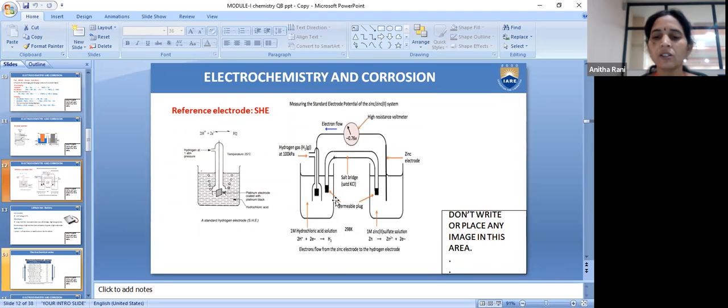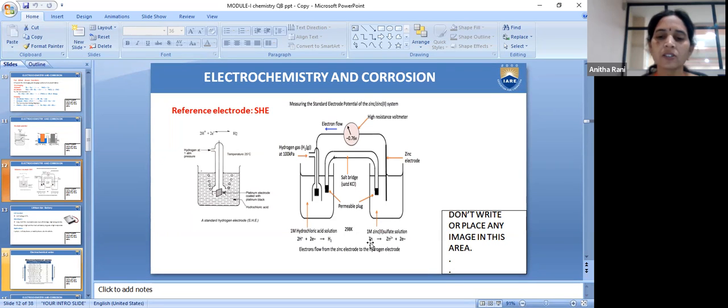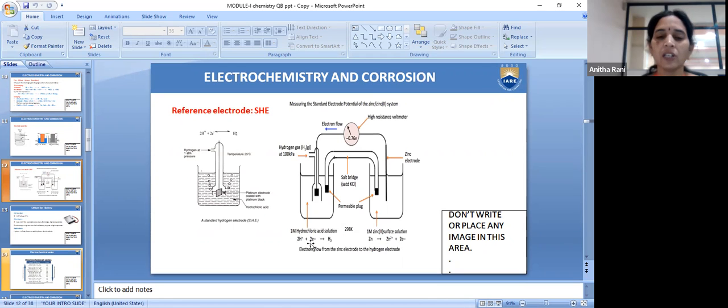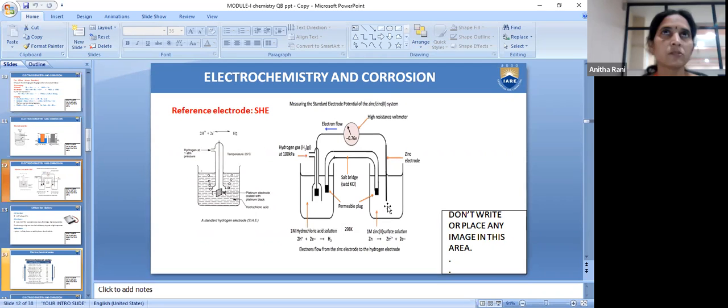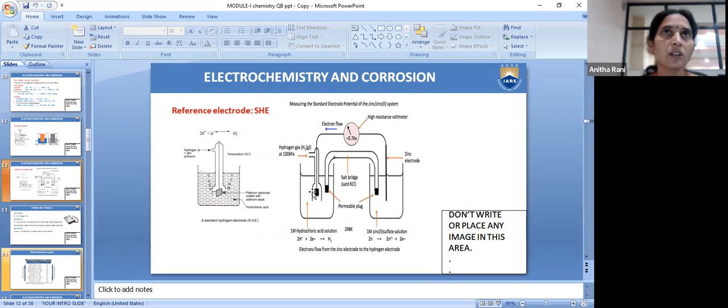What is the reaction at the zinc electrode? Oxidation reaction. Zinc is losing electrons. What is the reaction at the hydrogen electrode? Reduction, addition of electrons. The electrons are taken by H+ ions and reduced to H2. So the zinc electrode acts as the anode, and the hydrogen electrode acts as the cathode.